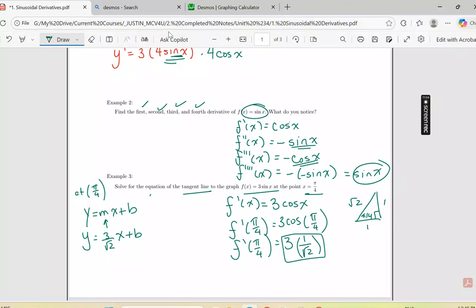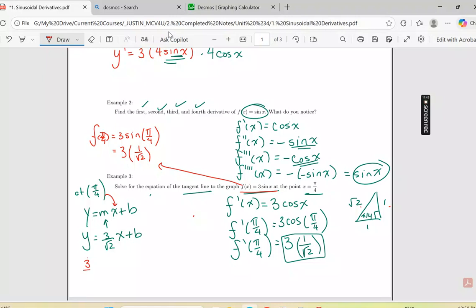Well, how do we find b? Do we have a point to plug in for x and y? Well, we do have a point to plug in for x, but do we have one for y? We don't. We can figure it out though, because I can take the original function. So we've got f(x) equals 3 sine of pi over 4, to find the y value. So 3, well, what's sine pi over 4? Sine is opposite over hypotenuse, which gives you 1 over root 2 once again. So then that's my y value.